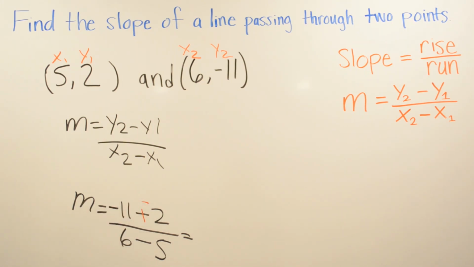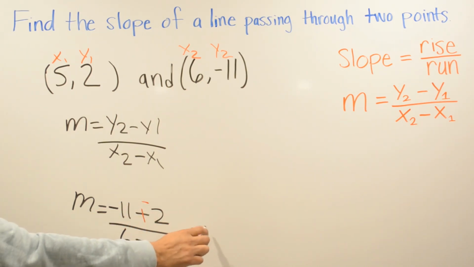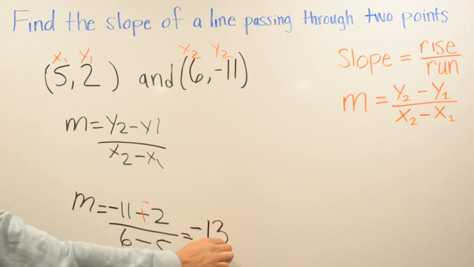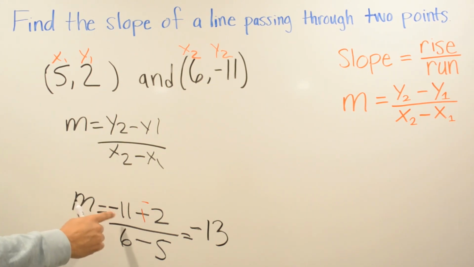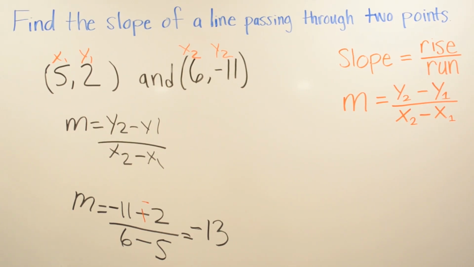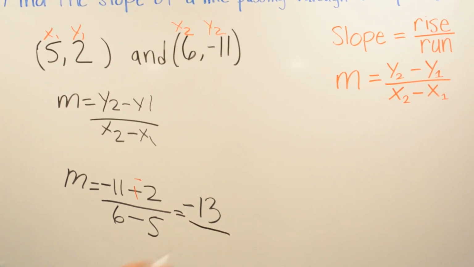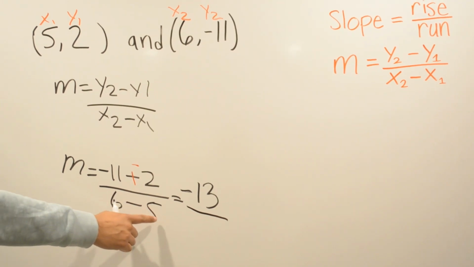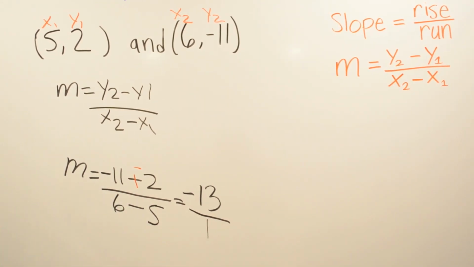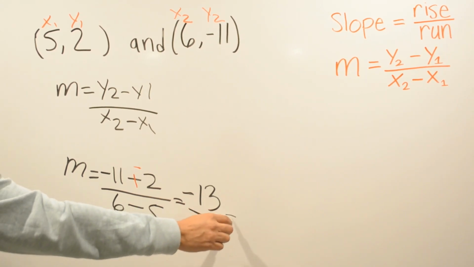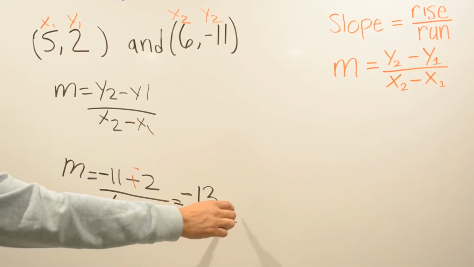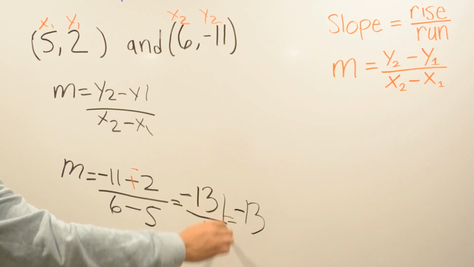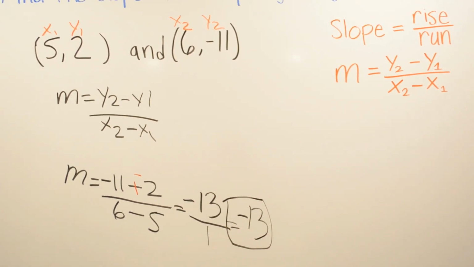We're going to go ahead and do negative 11 plus negative 2, which is going to be negative 13. The reason it's going to be negative 13 is because we have two of the same signs. We have negative 11 and we have negative 2. So when we have two of the same signs, we're going to go ahead and add them. So 6 minus 5 is going to be 1. And 1 goes into negative 13. Negative times a positive is going to be a negative. So your answer for this problem is going to be negative 13.